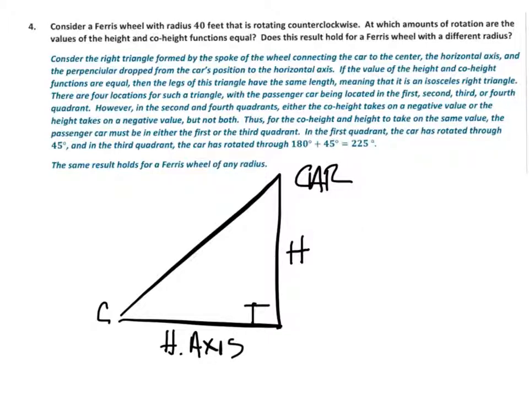The position that you need to concern yourself with, and that if you followed it around the wheel, you would have noticed that these spots would occur at 45, 45, 90 triangles. So your first one is at 45, the other one is at 135, and then you're coming down to 225, and then over at 315. Those create 45, 45, 90 triangles, where your height and the co-height are going to be equal. This would represent the co-height, this would represent the height. Legs of a 45, 45, 90 triangle are equal, so therefore the height and the co-height would be equal there.